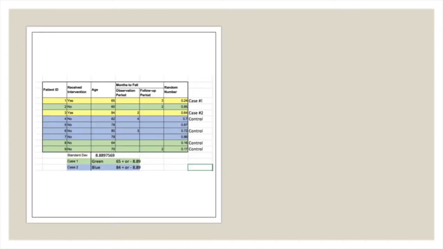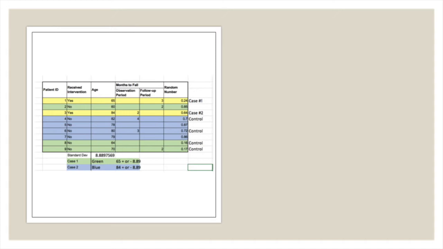Okay, so on this slide you can see the chart that we have been provided by our professor. The two cases highlighted in yellow are our case 1 and case number 2. So we're going to need to find the standard deviation of all the patients in this chart. You can do that in Excel by doing the equation equals STDEV and then highlighting all the ages in the chart to get that standard deviation. And you should find that the standard deviation is roughly 8.9.